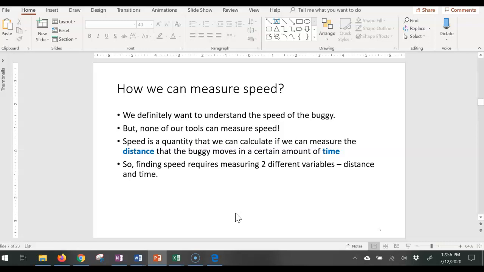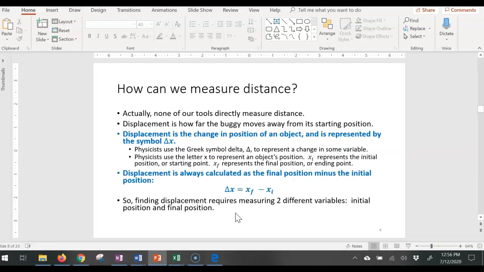So to know speed, I need to know distance and time. And truth be told, we really don't even have a tool that will measure distance, right? A meter stick can tell me where the buggy is at any point in time, but distance means something else. Distance means how far the buggy has moved away from its starting position. In fact, as a physicist, we would call this displacement. So displacement is the change in position of the object, and it will be represented by the symbol delta x.